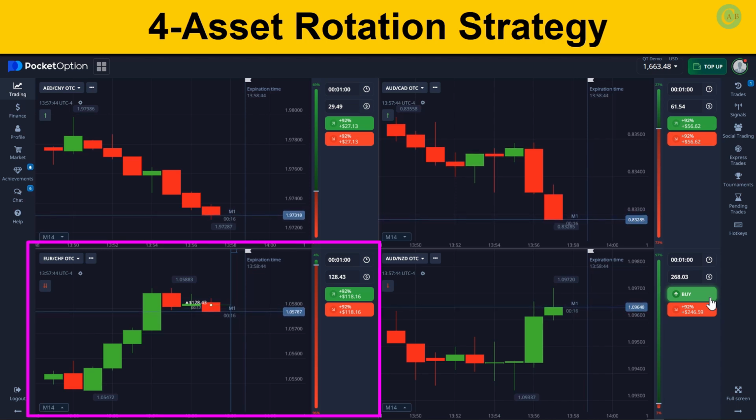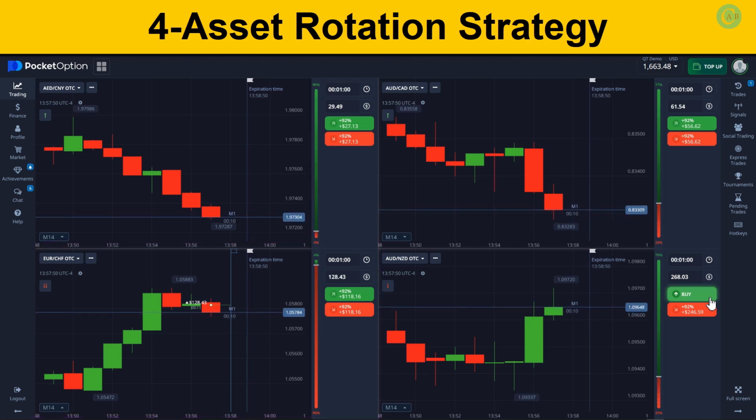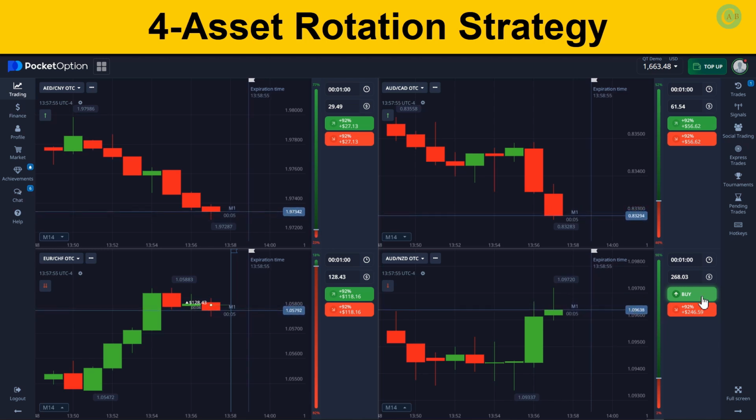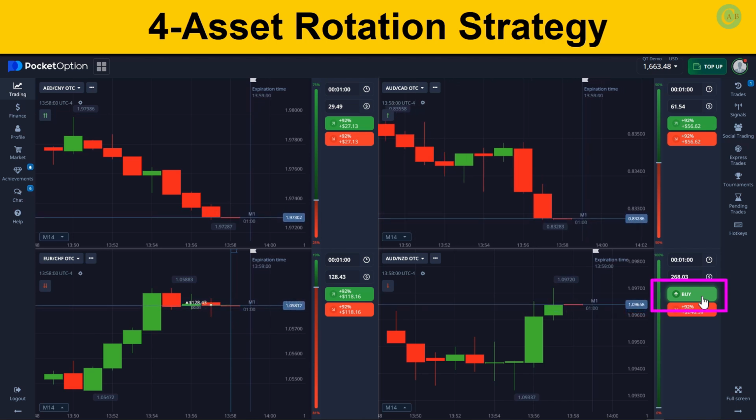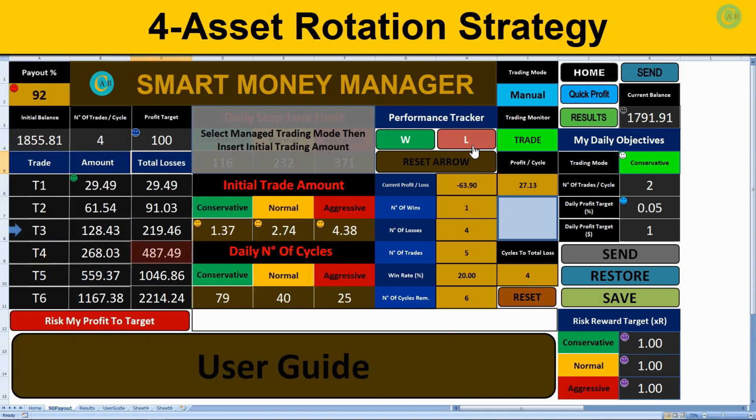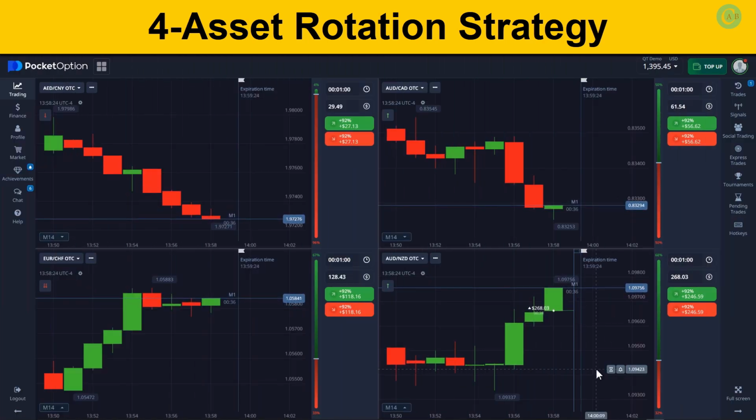You remember, I'm in third chart with the third trade. So far the candle is red. It should close with green color in order to be a winning trade, and the candle is about to close, so I'm gonna follow up with the fourth trade in the fourth chart. Let's go. And going back to my smart money manager and hit the red L button to update my results with the previous last trade. Let's go back to trading platform.